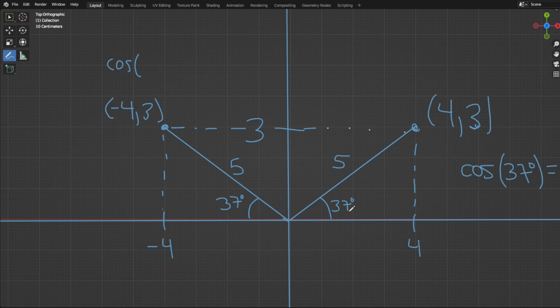Okay, I think I know the easiest way to do this. What we need to figure out is this angle here, this really big angle. I'm gonna get rid of that. This huge angle right here. This is the angle we want to figure. This is the angle we want for this cosine.